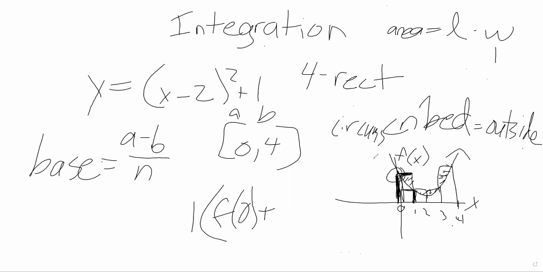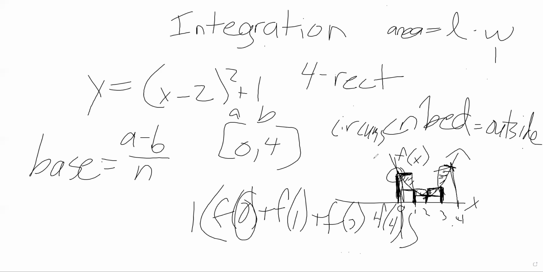And then you want to add that to, let's see, would it be f of 1 or f of 2? Well, if it was f of 2, it would be like this. So obviously it's f of 1. It would be f of 1 plus f of 3, because like you can see, that's the length, not the f of 2. Because f of 2 only goes up to here. And then finally f of 4, because that's the height.